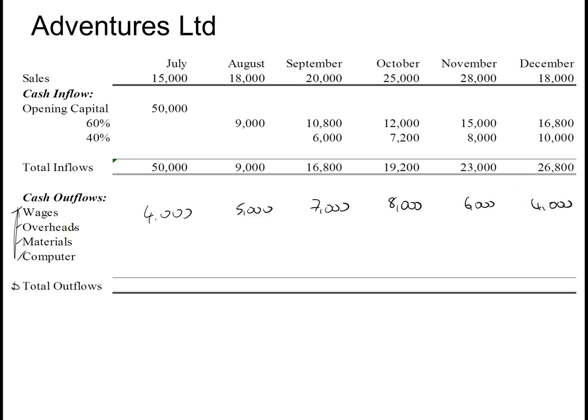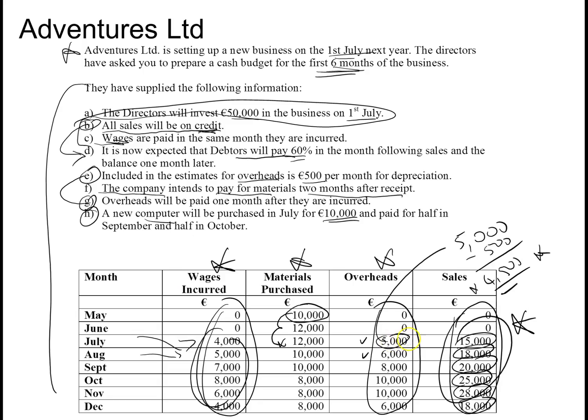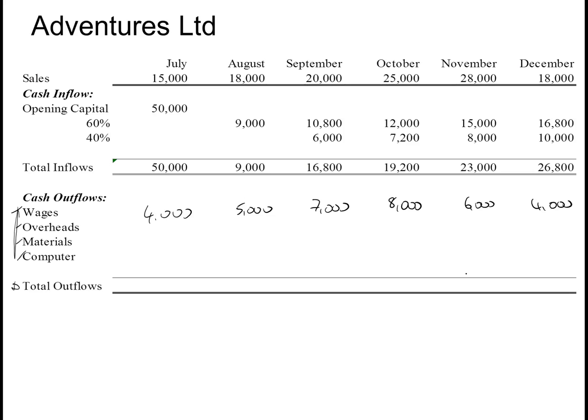Next one we have is the overheads. So if we just go have a quick look at the overheads. Now we've already discussed this. The overheads for July are 5,000, of which 500 is depreciation, so it has to be removed. So it's 4,500 worth of overheads for the month of July, but the overheads will be paid 1 month after they are incurred. So the 4,500 for July is paid in August, and then so on across for all the others. So the overheads for July, 4,500 is paid for in August.